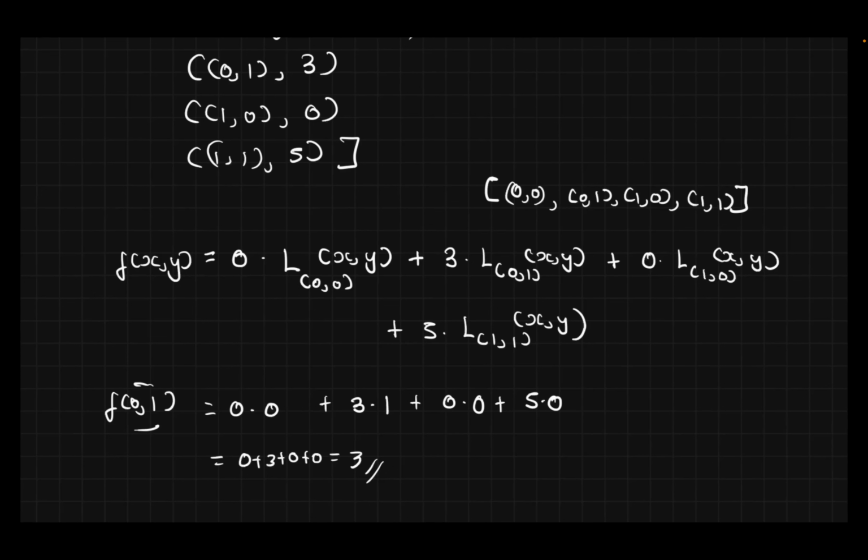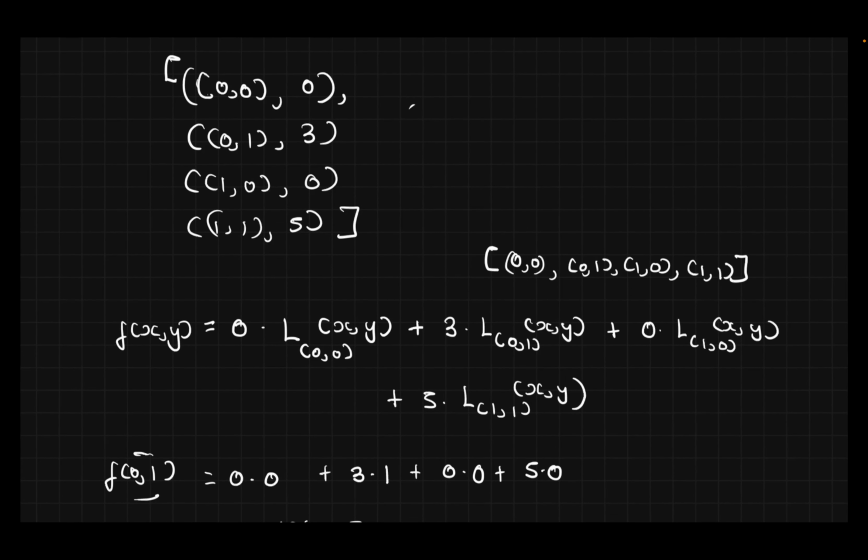Okay, so I've not told you how to get this L function. I'm just telling you the behavior that we expect the L function to have, based on the previous univariate case. Even though you don't have the previous, the behavior is still the same. The idea is that when you evaluate it at 0, 0, it should give you 0. At 0, 1, it should give you 3. At 1, 0, it should give you 0. At 1, 1, it should give you 5.